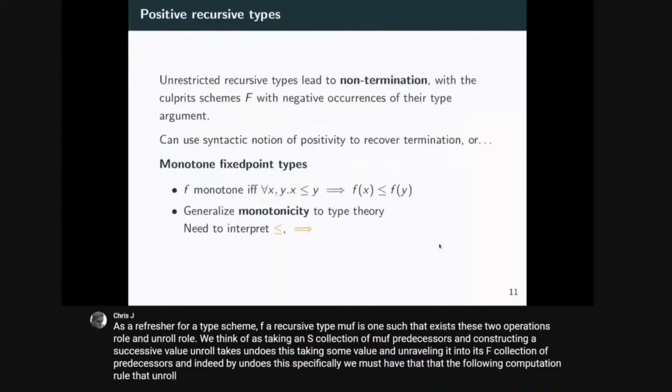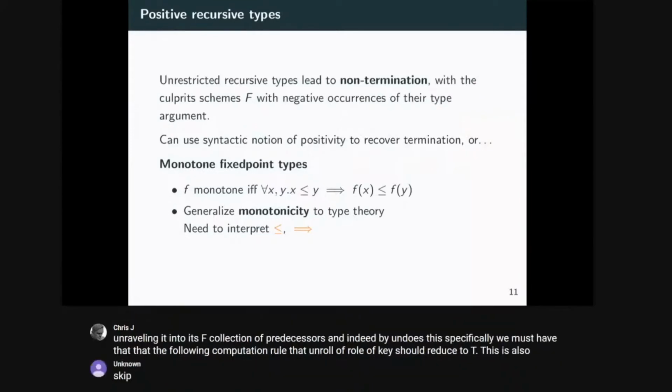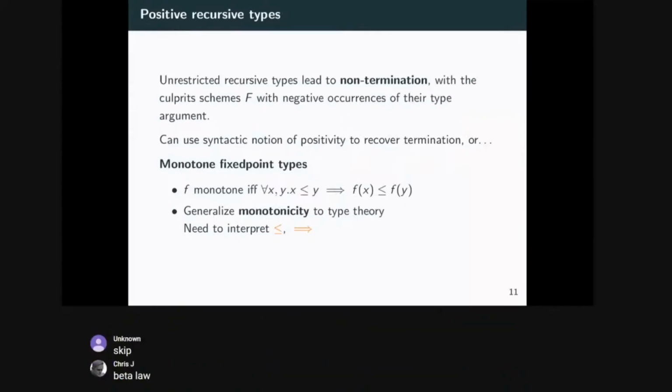This is also called the beta law for recursive types. Of course, unrestricted recursive types lead to non-termination in your theory, and the culprits are these type schemes F that have negative occurrences in their type argument. We can use a syntactic notion of positivity to recover termination, but what we will be using here is a notion of monotonicity and monotone fixed point types.